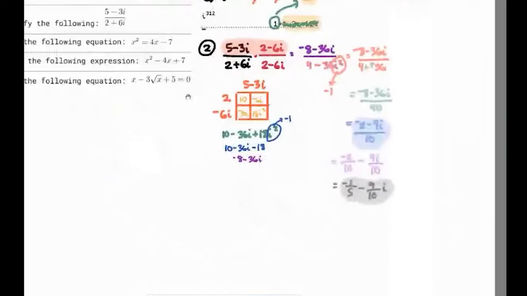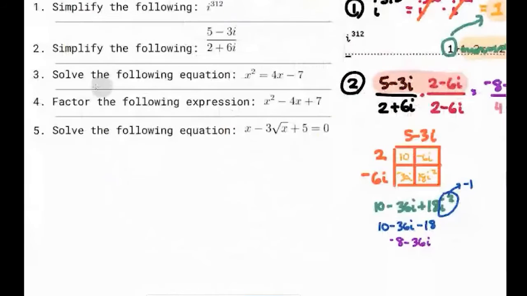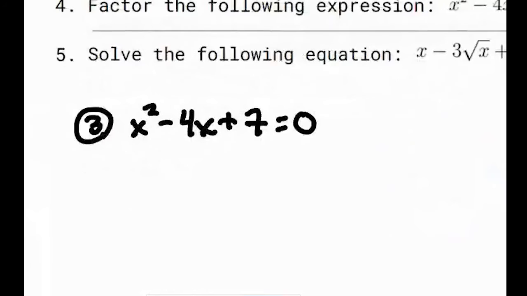It's number 3. We got to solve that out. Okay, first thing I'm going to do is actually put it in standard form. So it's going to be x squared minus 4x plus 7 is equal to 0. And then from here, I'm going to use the quadratic formula. Because it's set equal to 0, you can do that.